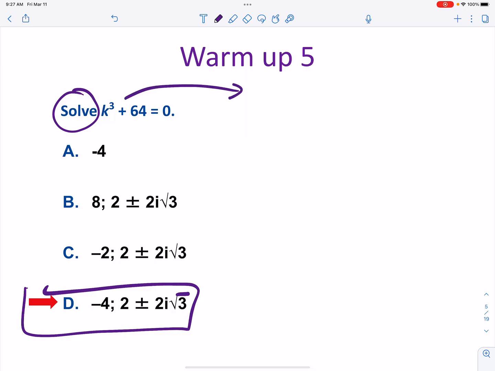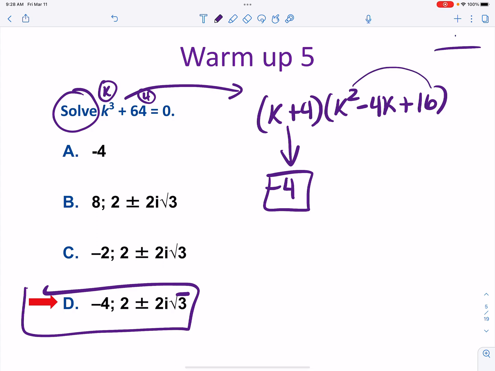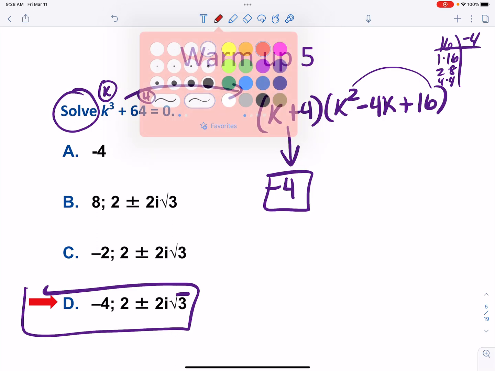So the first thing, if I factor, this is a perfect cube, this is a perfect cube, I would have k plus 4, and then k squared, minus the product, and then plus 4 squared, which is 16. So if I look at this one's easy, right? If I look at this one, factors of 16 that add up to a negative 4. 1 and 16, that's 17. 2 and 8 is 10. 4 and 4 is 8. Doesn't work.